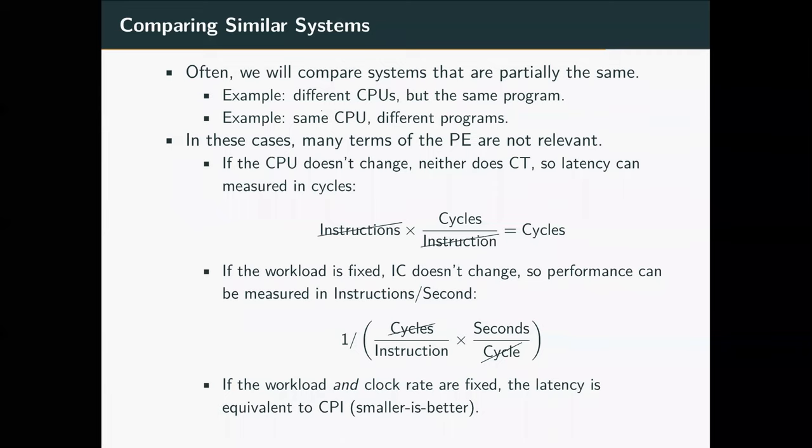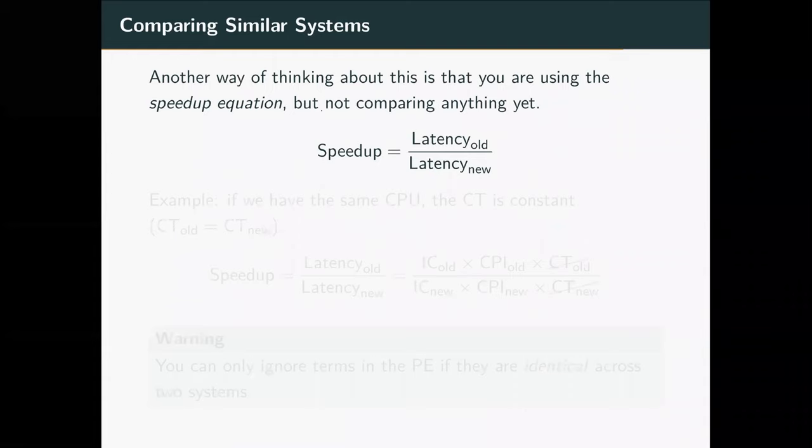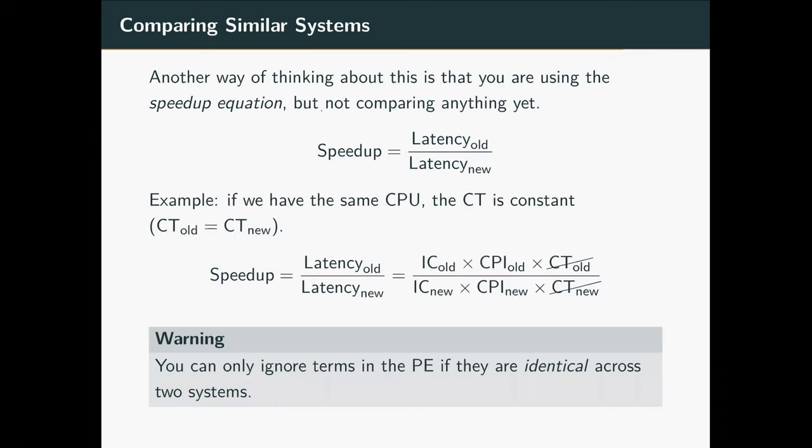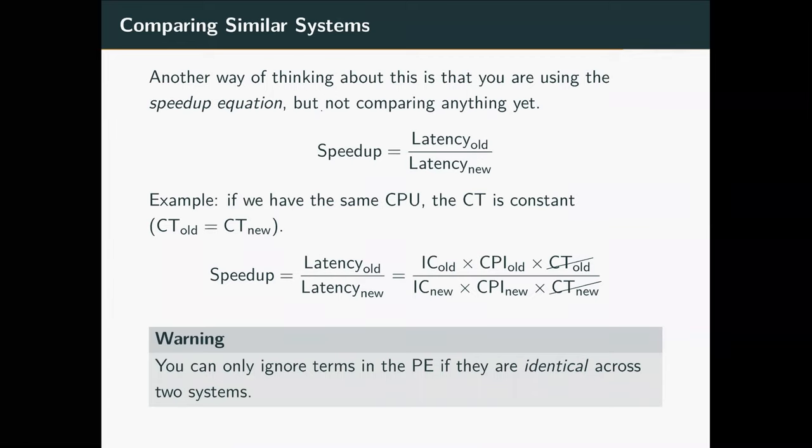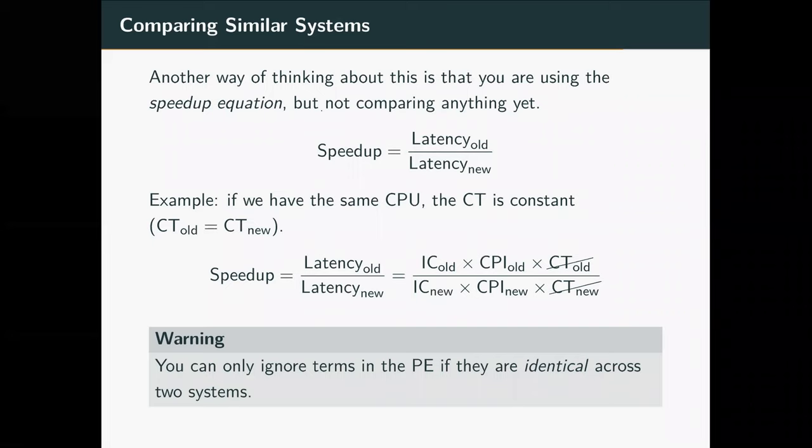Another way of thinking about this is you're basically using the speedup equation, but then just not canceling anything, not comparing anything yet. On the same CPU, CT is constant, so you're just assuming that it'll be canceled out eventually. It is important though that you can't just cancel stuff willy-nilly that you don't like and don't want to compute. Seems kind of obvious, but unless they're identical, don't cancel them out across the system.